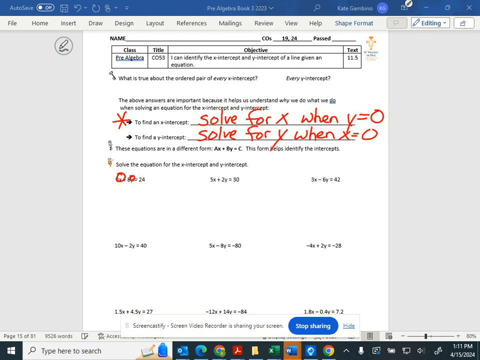So, for the X-intercept, you put a 0 in for Y and solve for the X. For the Y-intercept, you put a 0 in for the X and solve for the Y. Any questions on that? It's been a while since we've done it. Don't overcomplicate these first couple. They really were that easy. We've gotten more complicated as the time has gone on. These first couple were not overly complicated.